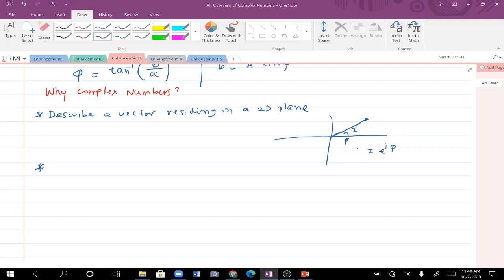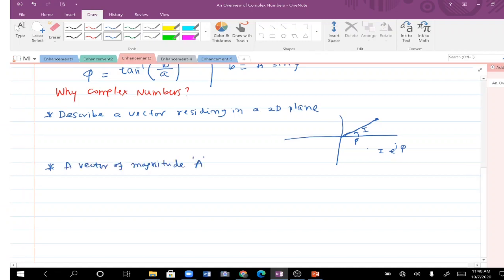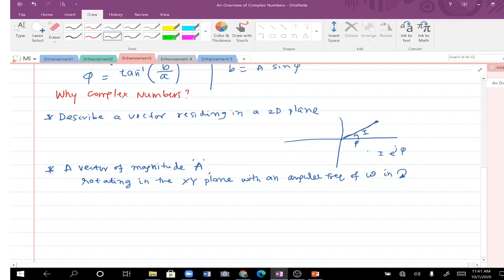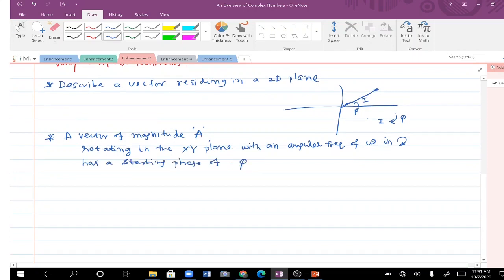So now I would just put certain scenarios and ask you how we represent that in a complex form. Suppose you have a vector of magnitude A, and assume that it is rotating in the xy plane with an angular frequency of omega, in the clockwise direction. Also assume that it has some starting phase phi. Since this is varying with time, you call this c of t.